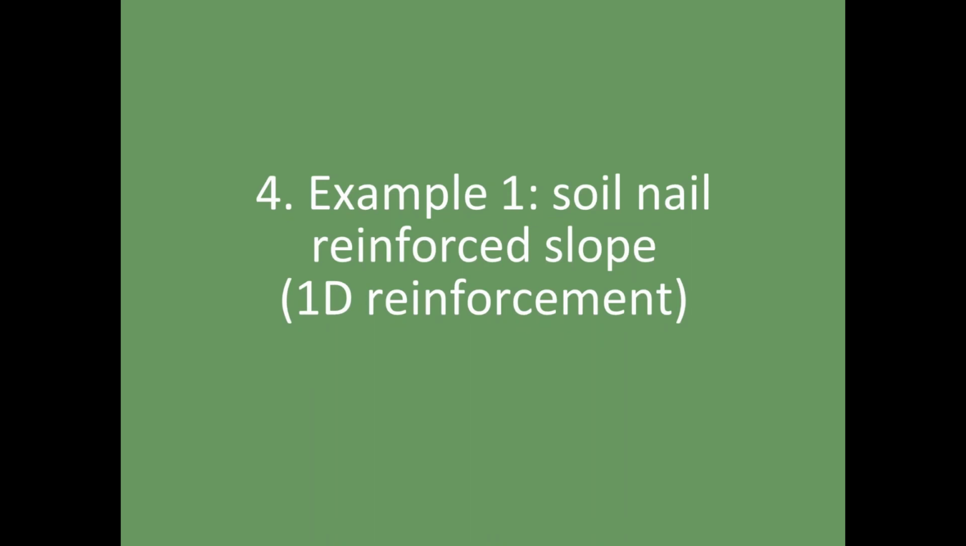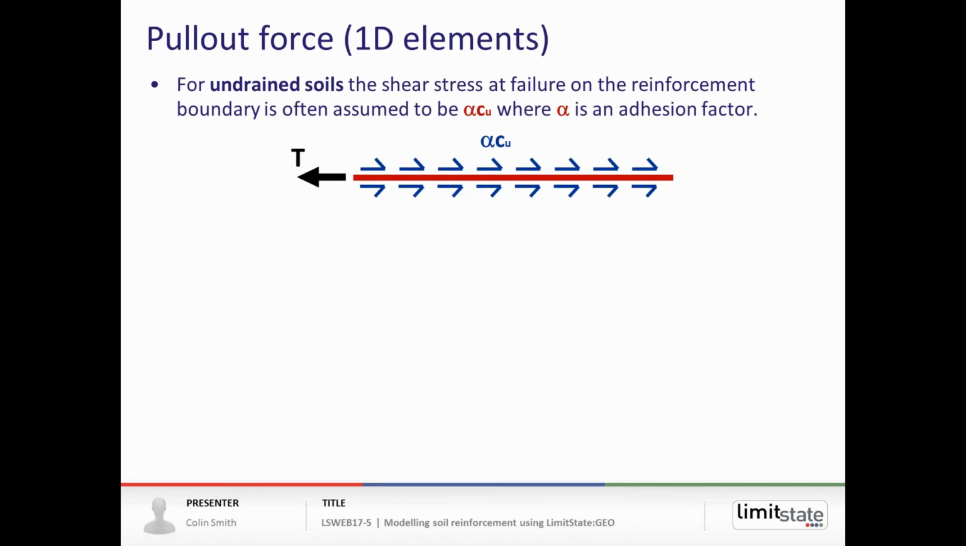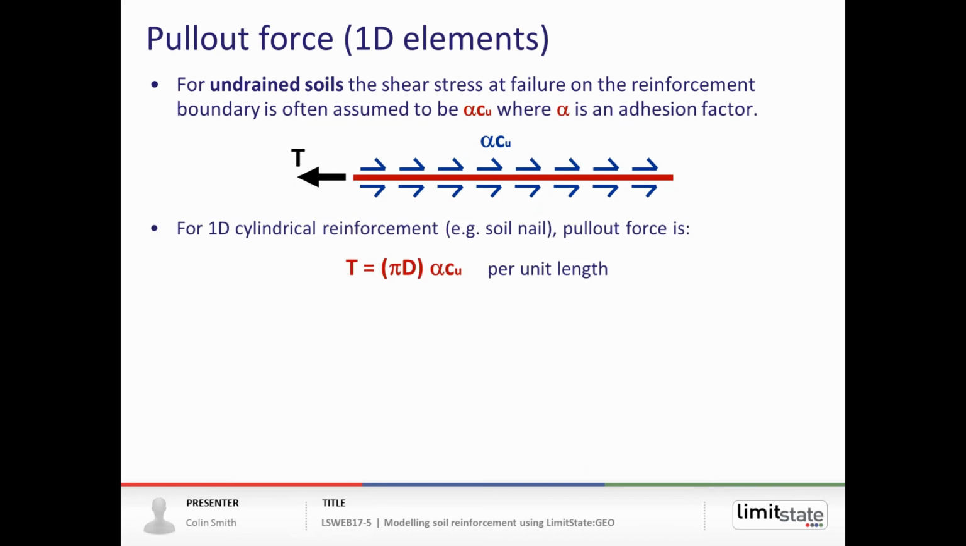So we're going to first look at soil nails, or one-dimensional reinforcements. The software can model one-dimensional and two-dimensional reinforcement with slightly different tweaks to the parameters. So just a recap on how we expect a one-dimensional element to operate. For an undrained soil, if the nail is pulling out of the soil or the soil is moving past the nail, then we assume that we get a shear force along the nail where the shear stress is alpha Cu. And for a cylindrical reinforcement such as a soil nail, the pull-out force is simply going to be the circumference of the nail multiplied by the shear stress per unit length of nail.